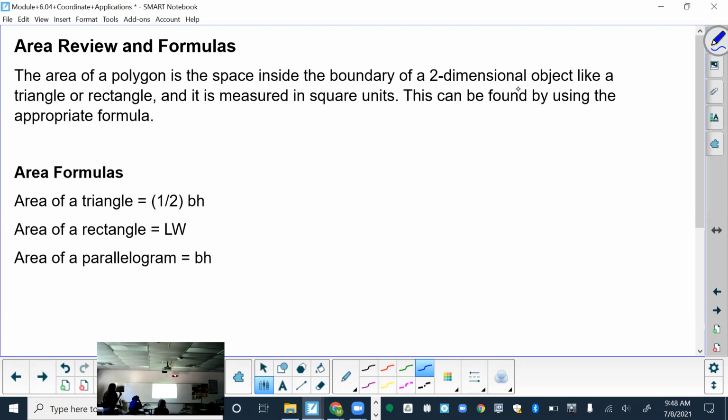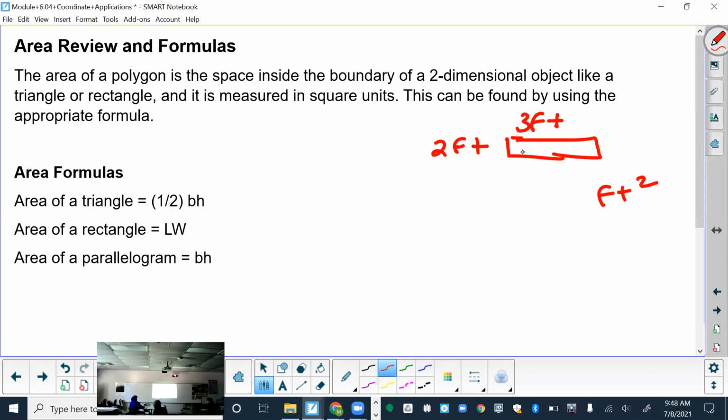And it's measured in units squared, or square units. So if it's like 2 feet by 3 feet for a rectangle, once I get my answer, it would be feet squared. All right, so it's a square foot that goes inside.